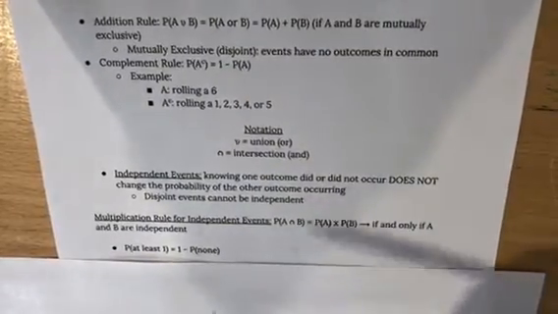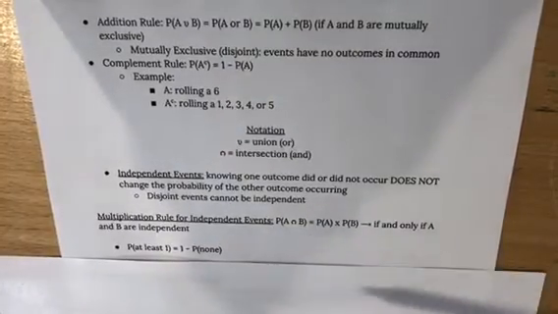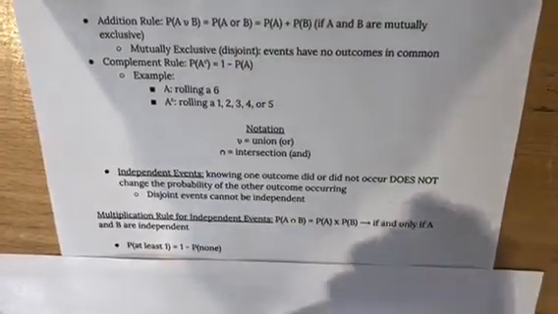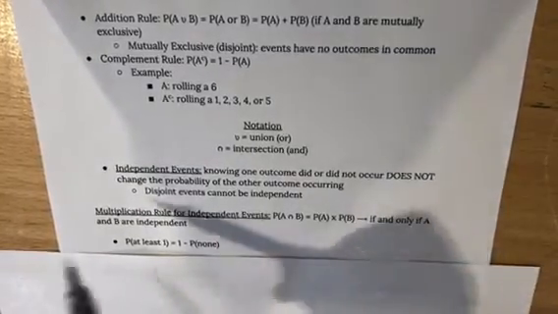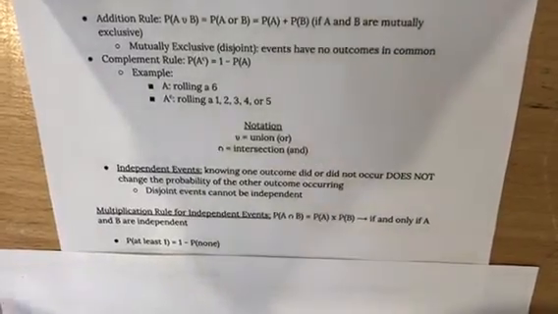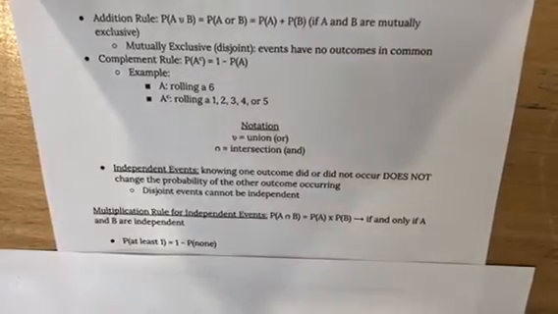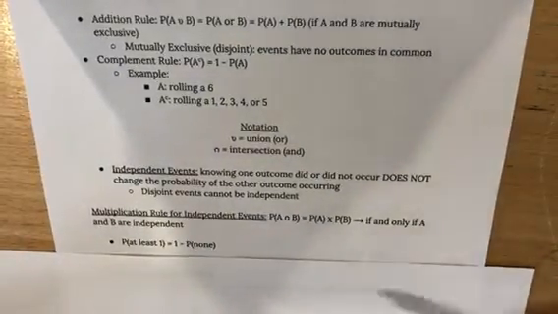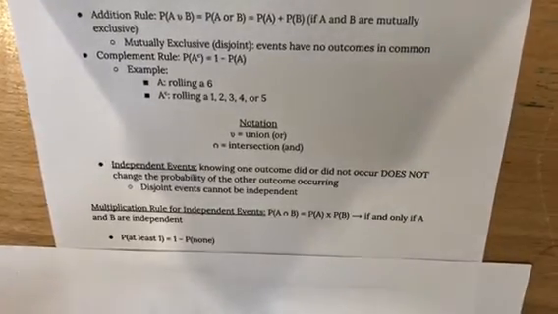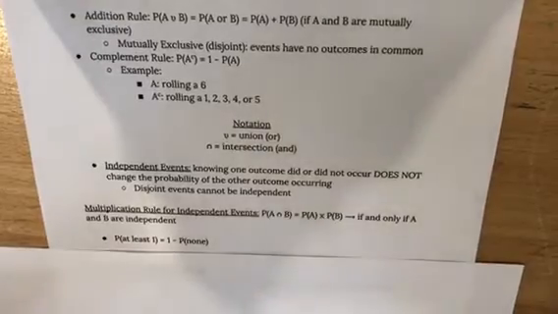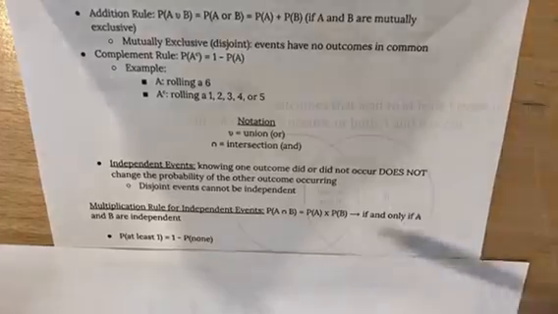Independent events: knowing one outcome did or did not occur doesn't change the probability of the other outcome occurring. Also, disjoint events, or mutually exclusive events, can't be independent. The multiplication rule for independent events: the probability of A intersection B is the probability of A times the probability of B, if and only if A and B are independent. And finally, for 6.2, the probability of at least one happening is 1 minus the probability of none happening.